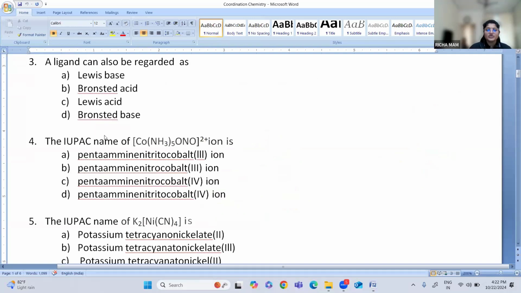IUPAC nomenclature is very important, so please go through the rules of how to name your compound. We have already discussed this. So this is the given compound, and the IUPAC name of the given complex compound is what? There are four options, so let us find out. Let me write it here. Cobalt is there, ammonia is there, then you have a nitrito group, plus two ion. How are you going to name this compound?